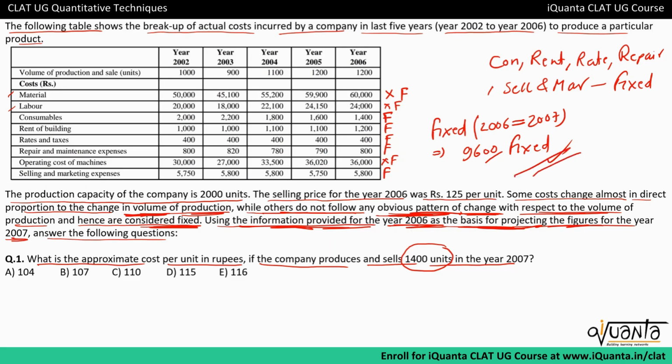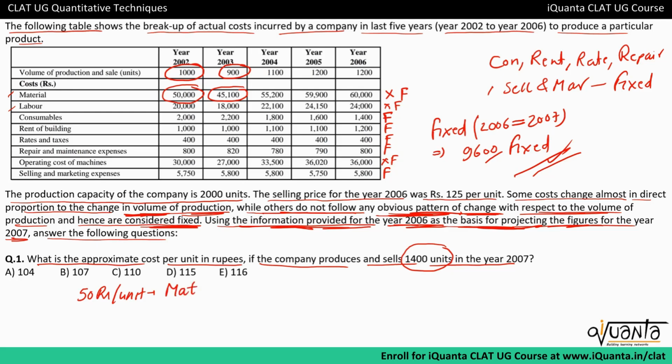Now for the quantities that are not fixed, there will be some change in cost as per the number of units. So we can see that for material, if number of units is 1000, cost is 50,000. That means I can say that every unit costs 50 rupees, right? Similarly, you can check it for year 2003 as well. When number of units is 900, the cost is approximately 45,000. So yes, it is 50 rupees per unit. So I can say that 50 rupees per unit, it is the cost of which thing?